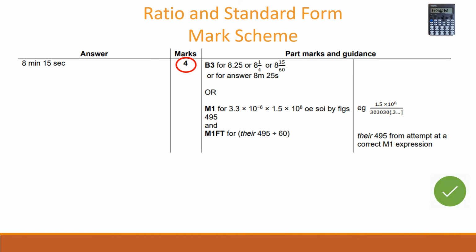This question shows the mark scheme, and there are 4 marks awarded. B3 means 3 method marks, M1 means 1 method mark, OE means or equivalent, SOI means seen or implied, M1FT means 1 mark follow through. So it basically means the value you got for 495, if you divide that by 60, that will give you a 1 method mark. If you didn't get 495 here for the total number of seconds, you got a different value, you would still get the method mark.